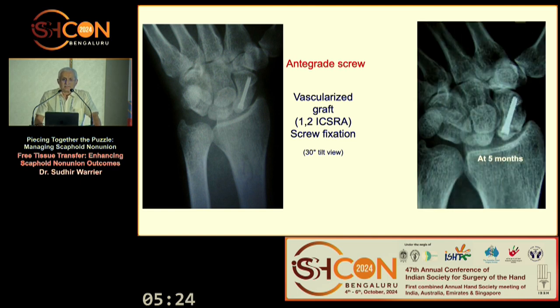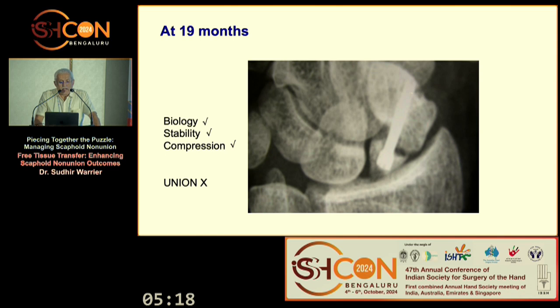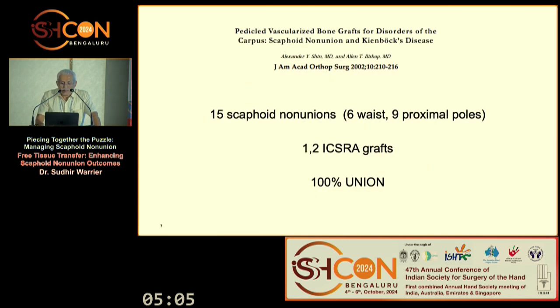At 5 months, he began looking not so good as he was earlier. At 19 months, it was sure that this is not working. We changed the biology, we changed the stability, we tried to give him compression, and yet we failed to get a union. So that seems to be the story with some of these which have very little blood supply, especially the proximal pole, and especially the ones that have failed to unite despite the best care.